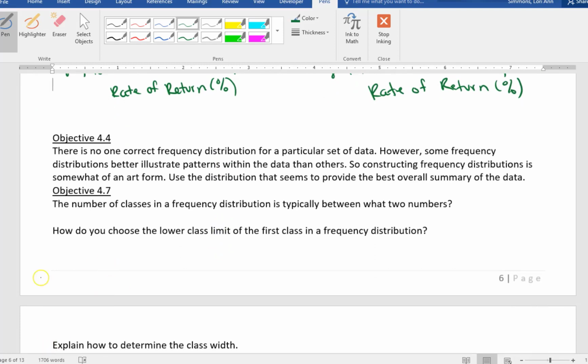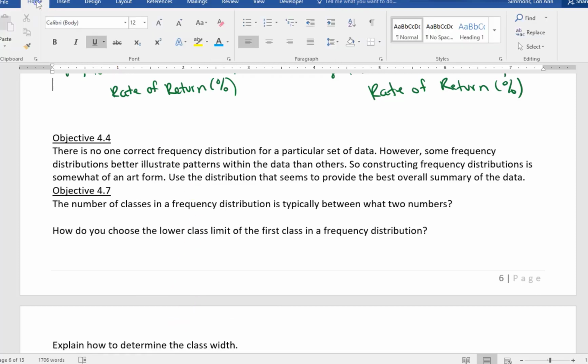Just know there's no correct frequency distribution for a particular set of data. However, some frequency distributions better illustrate patterns within the data than others. So constructing frequency distributions is somewhat of an art form. Use the distribution that seems to provide the best overall summary of the data. The number of classes in a frequency distribution is typically between 5 and 20 classes.